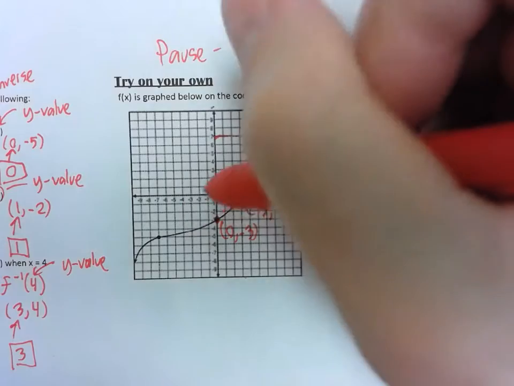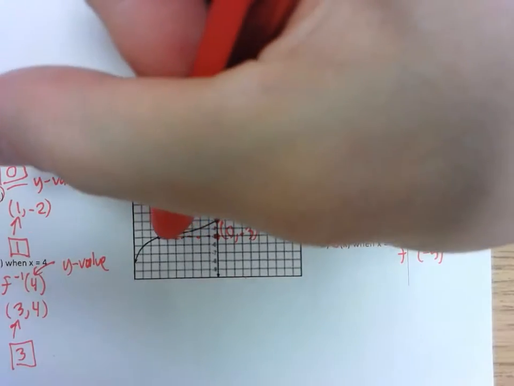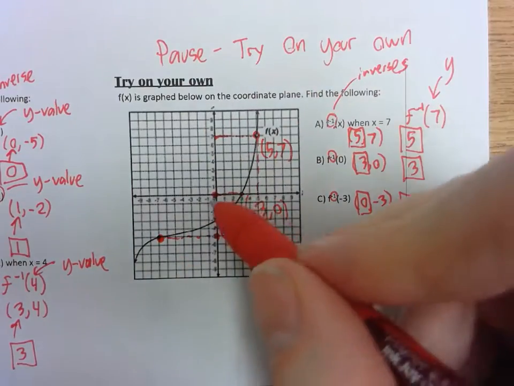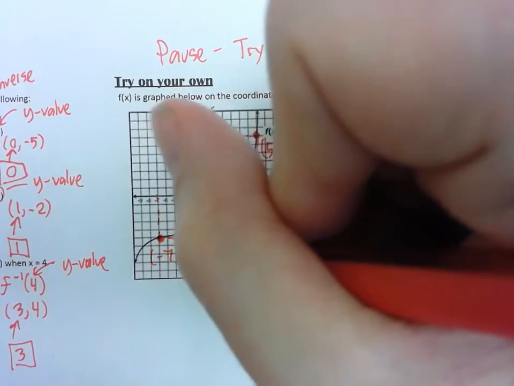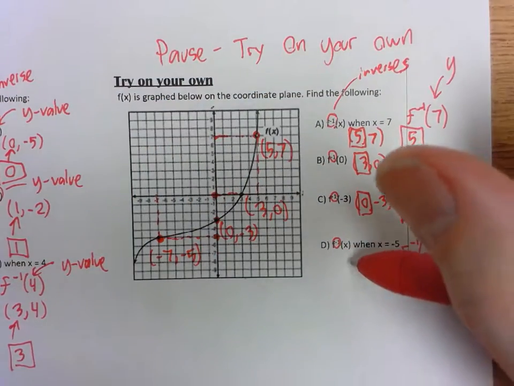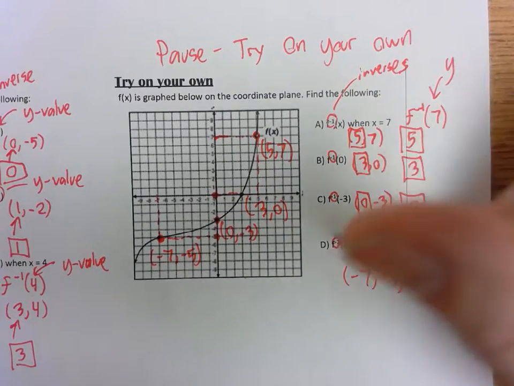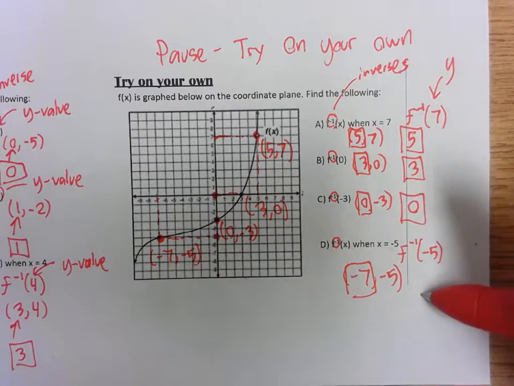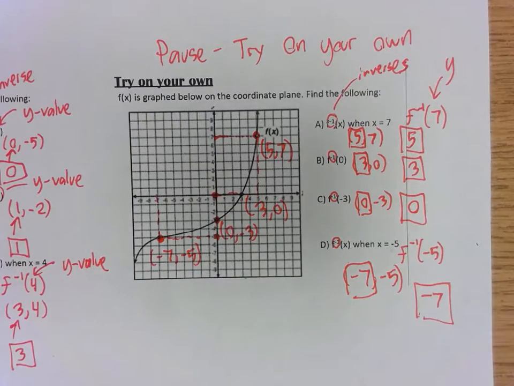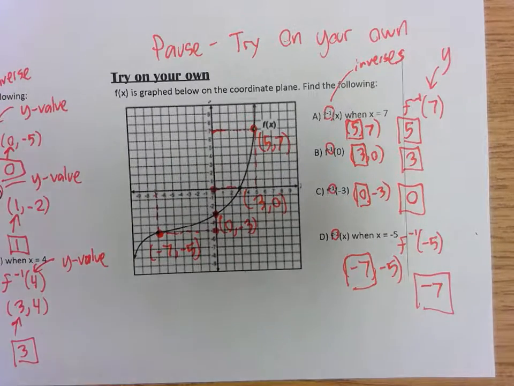And for negative 5, I want to go down 5. I want to go over to the graph. That coordinate is going to be left 7, down 5. So negative 7, negative 5. So when my input for y value is negative 5, my x value, my output at that inverse is negative 7. Hopefully those were good. If you check your answers, if you need to redo them, go ahead and redo them now. And next example will be example 3.